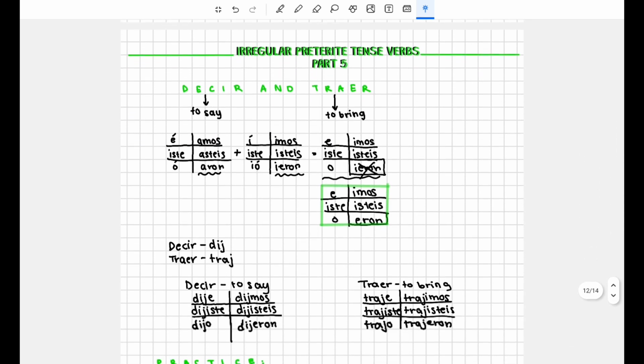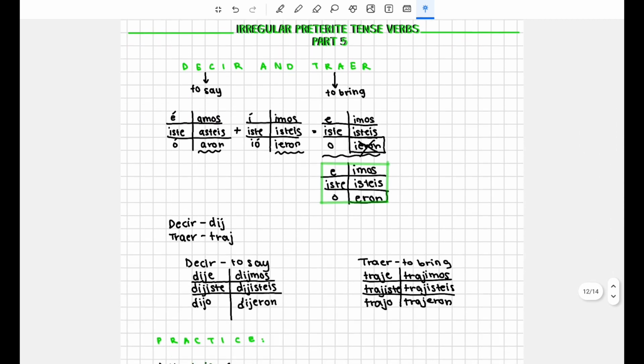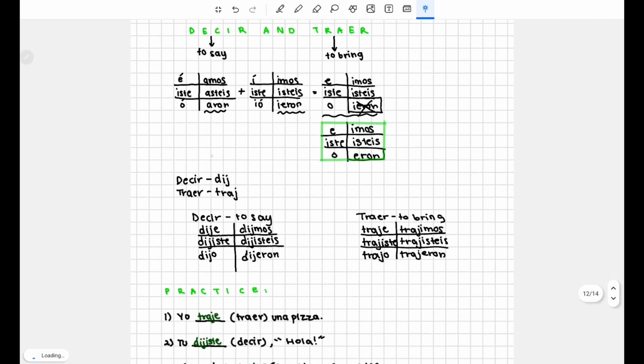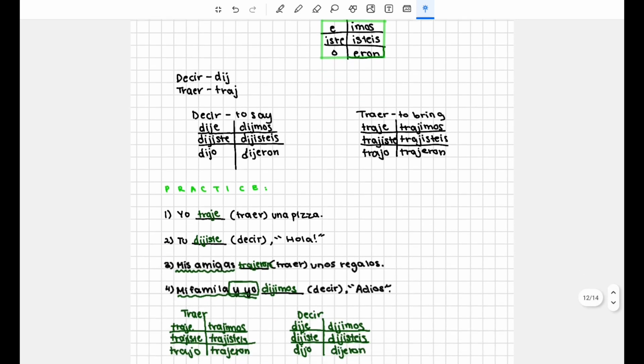Part 5, we talked about decir and traer. Decir and traer are less irregular because the only ones that really change are the ellos, ellas, ustedes form. Instead of ieron or aron, it just becomes eron. So iste, o, imos, isteis, eron. And our two stems, decir is dij, traer is traj. So dije, dijiste, dijo, dijimos, dijisteis, dijeron, and traje, trajiste, trajo, trajimos, trajisteis, trajeron.